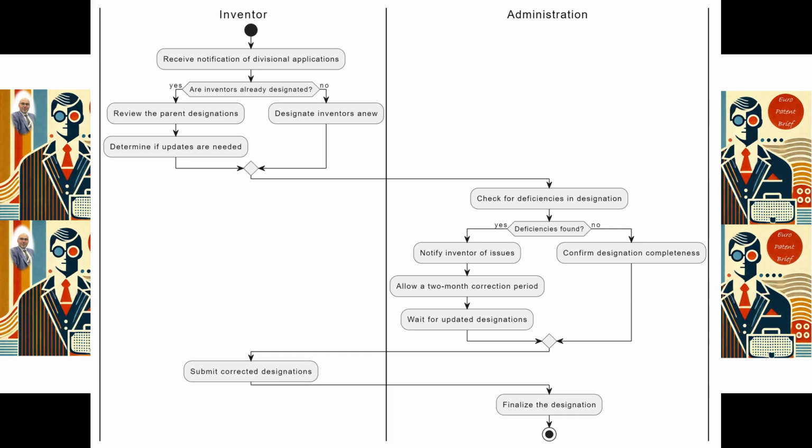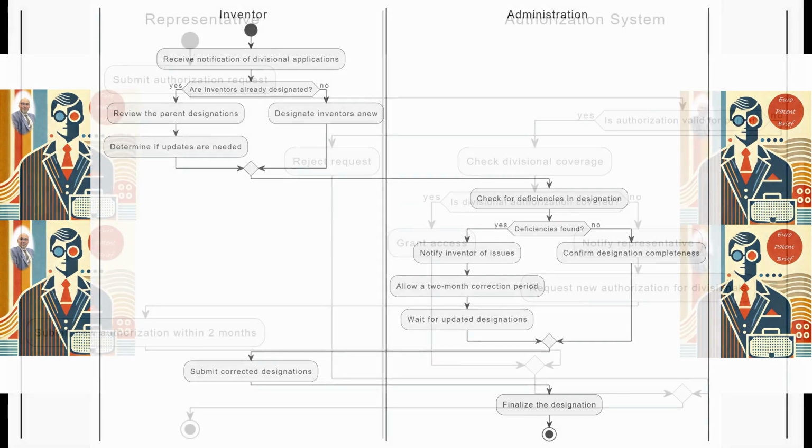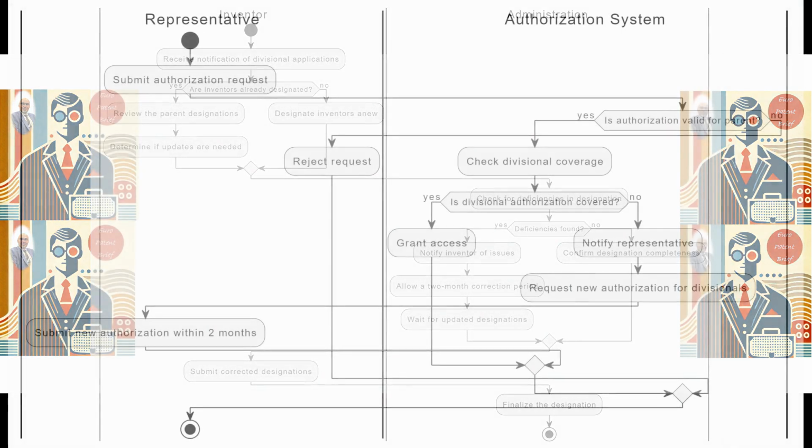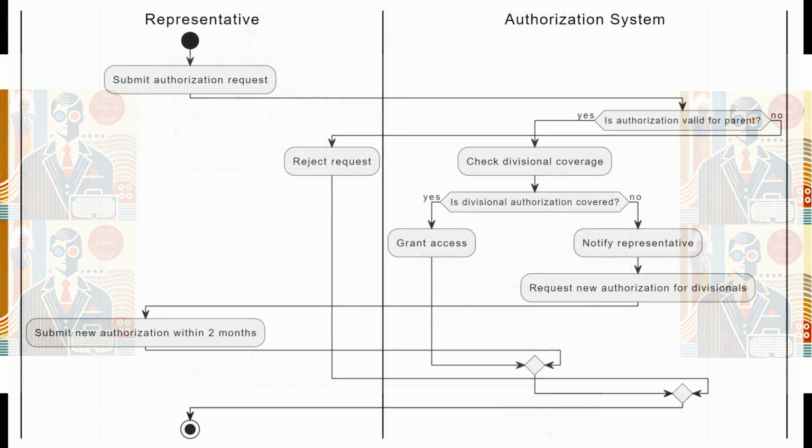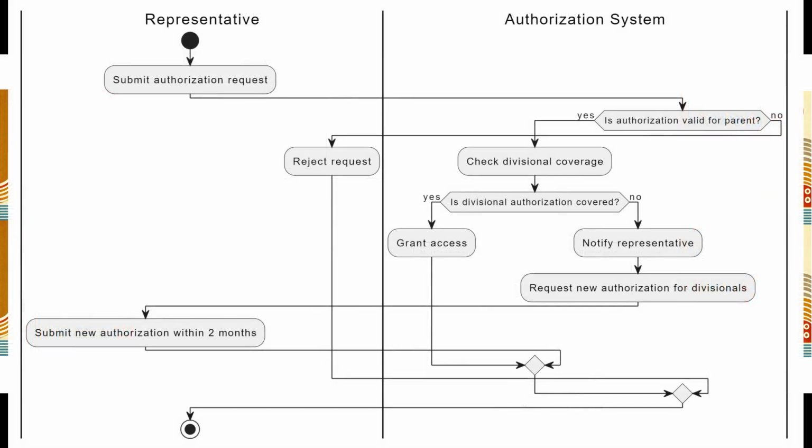Let's pause here. Are you clear on when your renewal fees are due? They must be paid within 4 months after filing the divisional application. If you miss this period, you can still pay the fees within 6 months. But you'll need to add an additional 50% to the renewal fee.